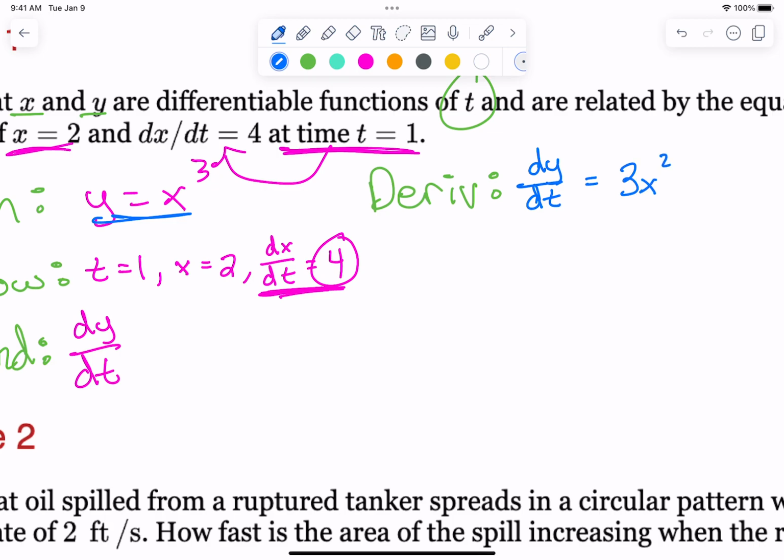3x squared dx dt. Normally, we don't have to have a thing on the end of x, but we do because we're doing it with respect to time and not with respect to x. Make sense? Okay? That's our underlying variable that we're interested in, okay?